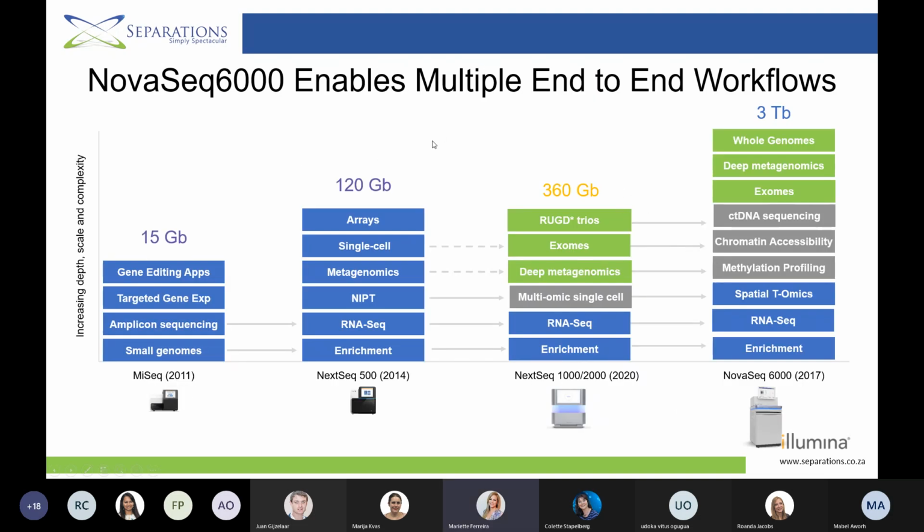So if we look at the NovaSeq 6000's applications, it really has the widest variety of applications available, and basically that's due to the high throughput of the system. So here we can sequence multiple human whole genomes. We can do deep metagenomic sequencing. We can sequence exomes. We can do circulating tumor DNA sequencing, chromatin accessibility, methylation profiling, spatial transcriptomics, RNA sequencing, and enrichment studies.